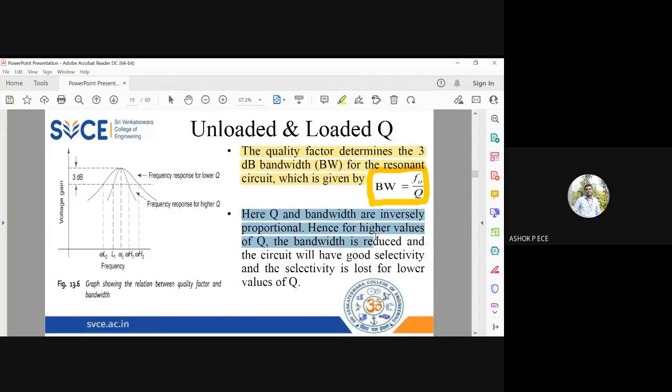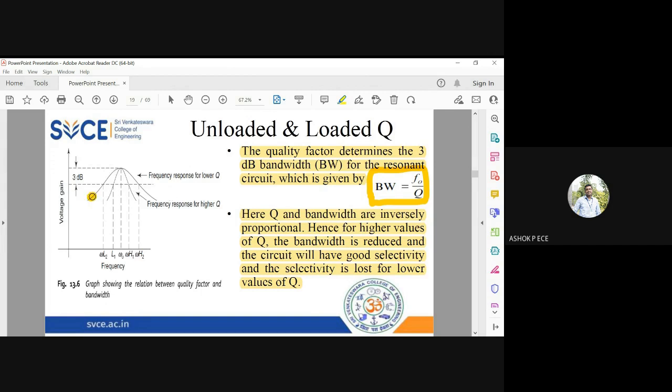So for higher values of Q, the bandwidth is reduced and the circuit will have good selectivity. When the bandwidth is less and the value of Q is more, the circuit will have good selectivity. Selectivity means it will ensure that the maximum gain is produced for the center frequency F naught. But if you compromise and the bandwidth is made broader, the quality factor will reduce and you will lose the selectivity of the circuit.